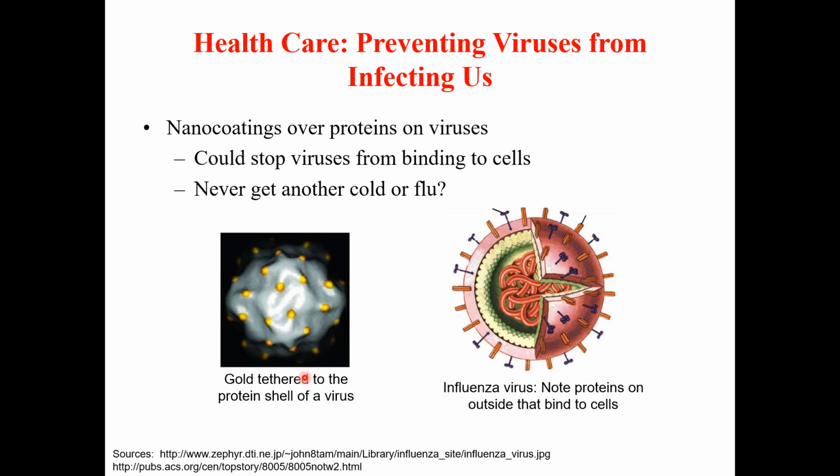So if we have nano coating over the proteins and viruses, it will stop viruses from binding to cells. If we put this coating over here, it will stop the viruses from binding to the cell. These are the proteins with the help of which it binds to the cell, and one becomes sick just because of their interaction with the cell. Once we have coating, just like you can see here, gold tethered to the protein shells of the virus, you will never get another cold or flu again. So you will be secure forever from this sort of disease.